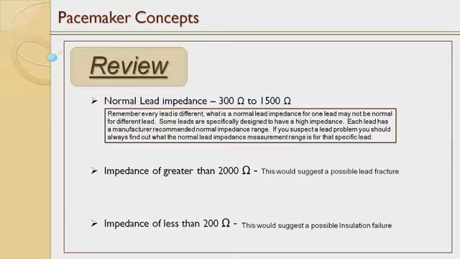If you suspect a lead problem, you should always find out what the normal lead impedance measurement range is for that specific lead. If we have an impedance of greater than 2000 ohms, this would suggest that we have a possible lead fracture. If we have an impedance of less than 200 ohms, this would suggest that we have a possible insulation failure.